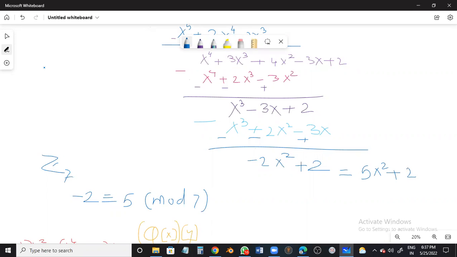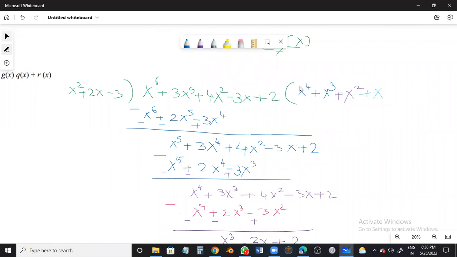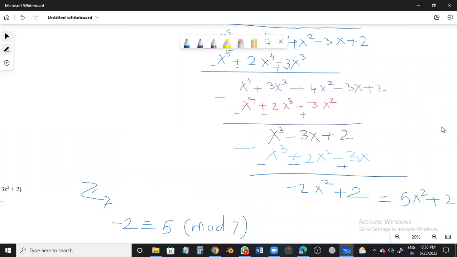And what is the quotient? Let us see. Quotient is x raised to 4 plus x cube plus x square plus x. Are you following the thing?